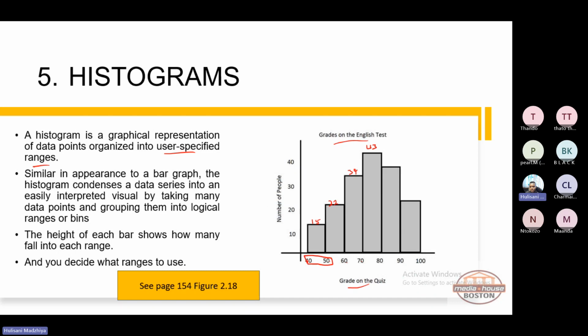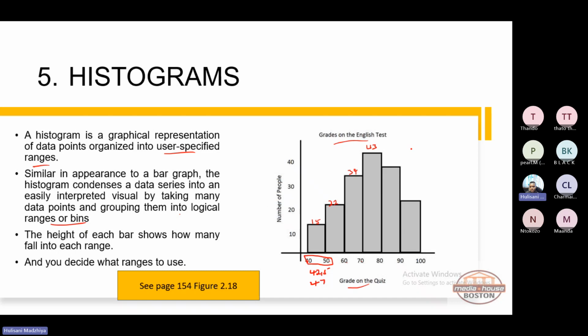So we get to use a range, meaning that here we can have people that scored between 42.5 and 47. So the digits or the frequency can include whole numbers, decimals, and fractions as well. We work with this kind of continuous data to be able to use a histogram. Here it says that, similar in appearance to the bar graph, the histogram condenses a data series into an easily interpreted visual by taking many data points and grouping them into logical ranges or bins.